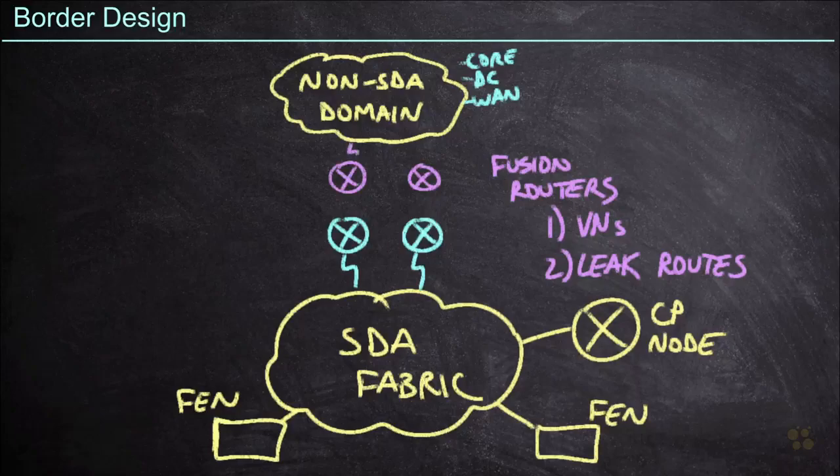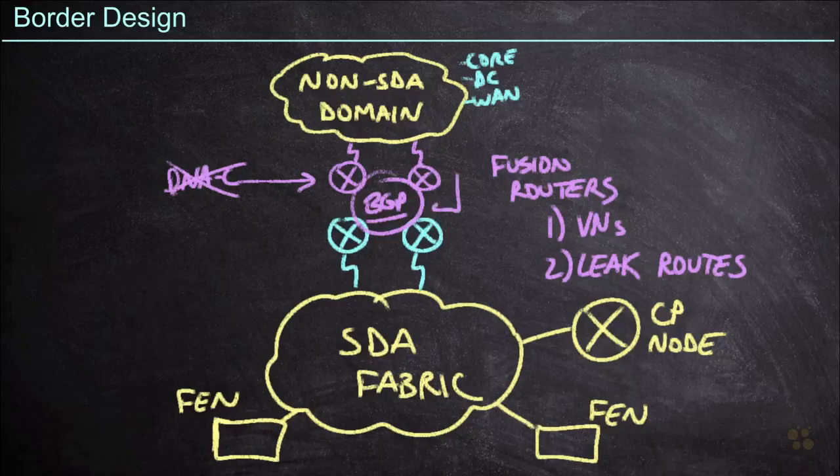In this case, the fusion routers will perform the routing protocol adjacencies with the non-SDA domain, and we are going to run BGP between the fusion routers and the border nodes. At this point, we will take advantage of BGP operation in order to leak routes among the different virtual networks. However, one important consideration when it comes to our designs is that, at least at the time of this video, the fusion routers cannot be managed by DNA Center. We are going to have to configure the fusion routers ourselves manually, which means we are responsible for this BGP configuration.